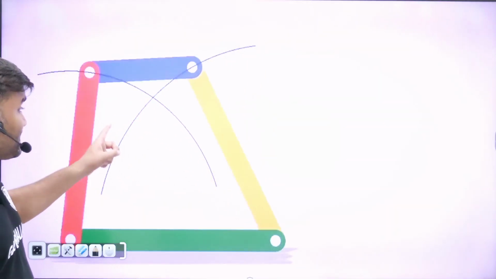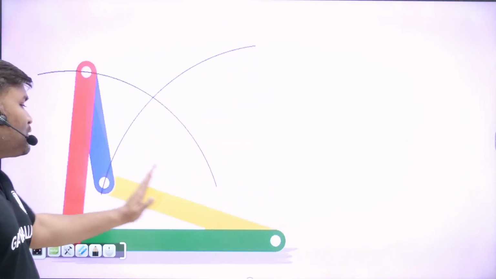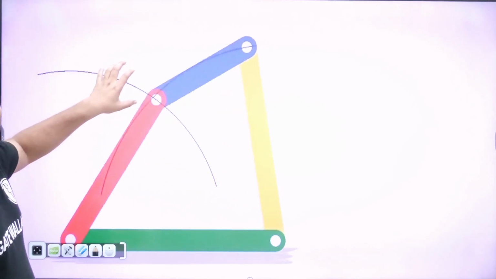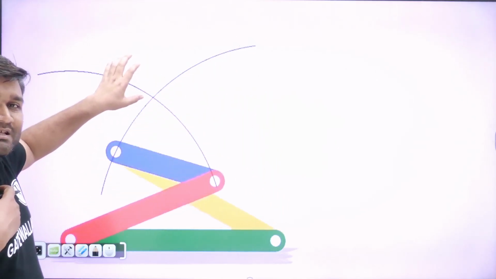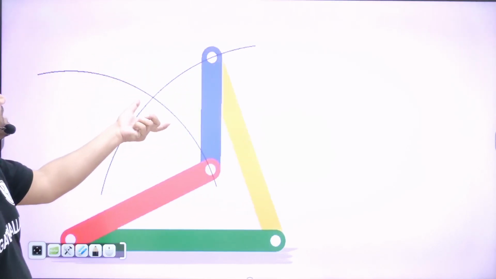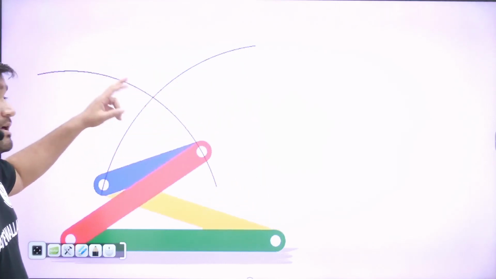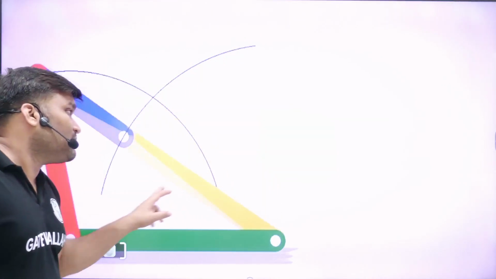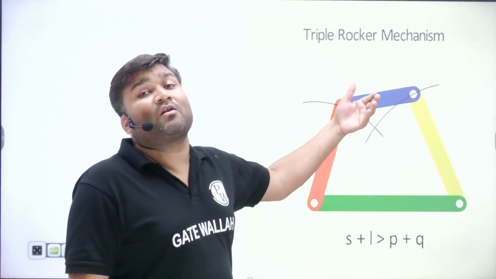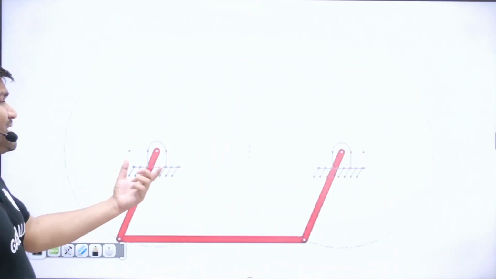Whereas here, in this case, input is rocker, output is rocker. But sir, opposite में shortest link, we cannot use it. But this is shortest link का motion, you can see this shortest link, it is having complete rotation. This is rocker. This is rocker, and this one is also rocker. So that's why we call it as triple rocker. ठीक है ना?